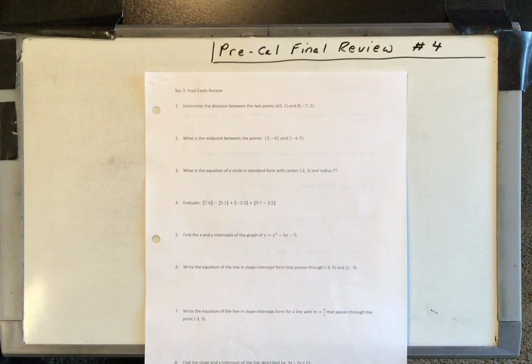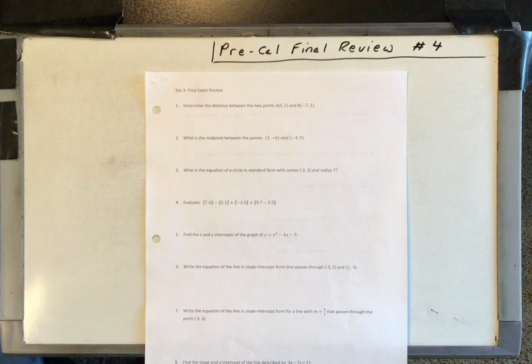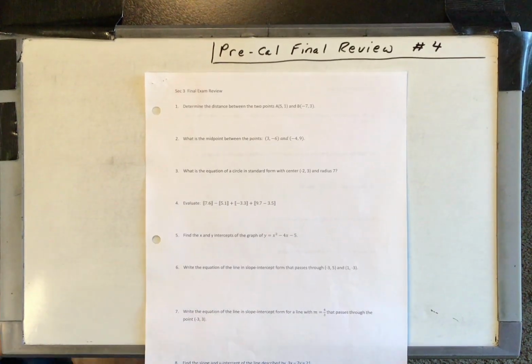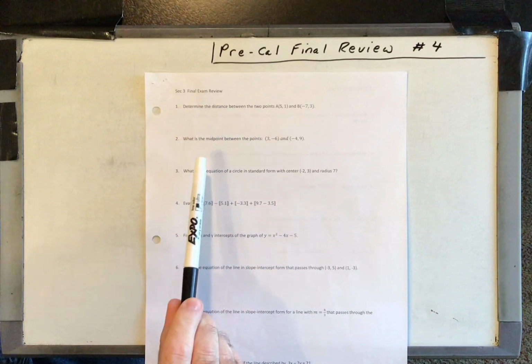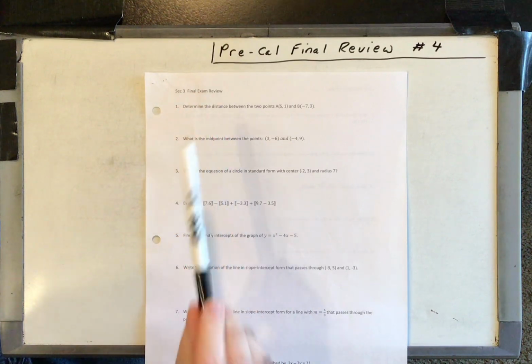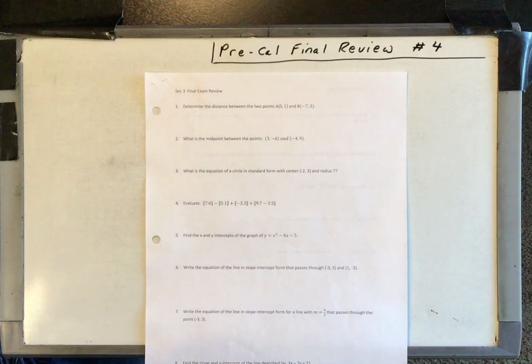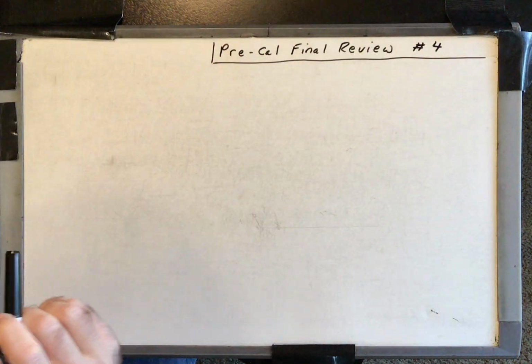This is Pre-Cal Final Review video number 4. This is a remake to try to improve the blurriness. You'll need your Section 3 Final Exam Review sheet, and we're going to work page 1 and page 2 in this video.